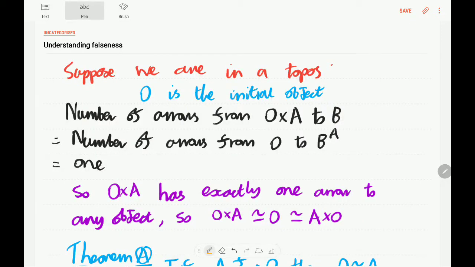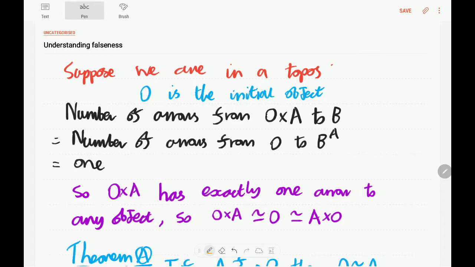Okay, so now it's time for some really nice results about falseness and what this means. We'll suppose we're working in a topos, although the first couple of results actually hold in any Cartesian closed category. And we're going to really understand a lot about the nature of initial objects. So we'll suppose that 0 denotes an initial object.